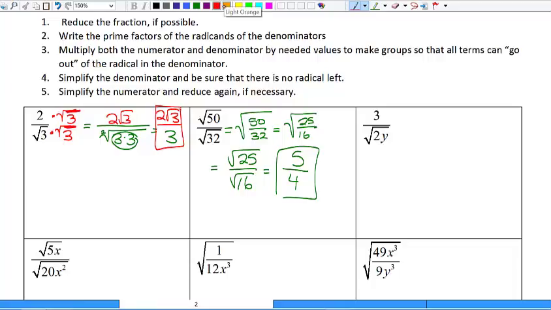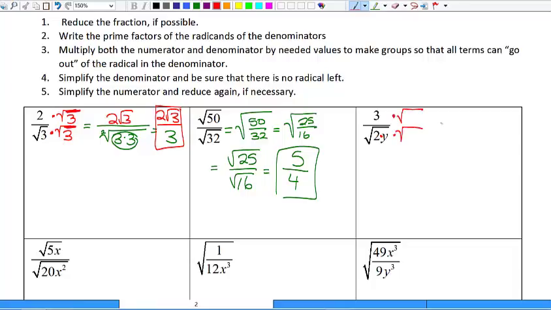Okay, on the next problem, 3 over the square root of 2y. Step 1, can I reduce anything? No, I can't. Step 2, write the prime factors of the radicand of the denominator. So we have 2 times y, but 2 and y are both prime and can't break down anymore, so step 2 is done. Step 3 says multiply the numerator and the denominator by needed values.